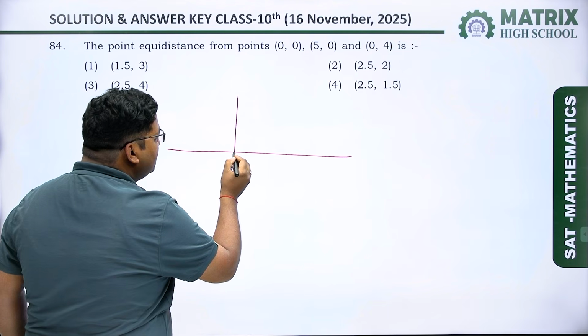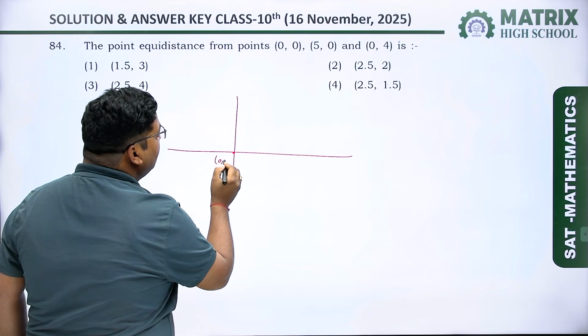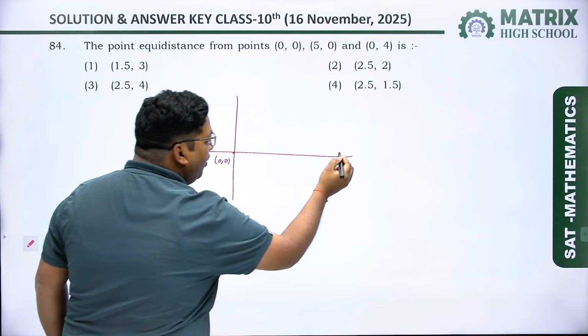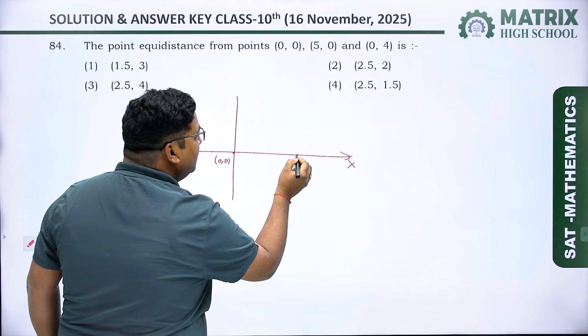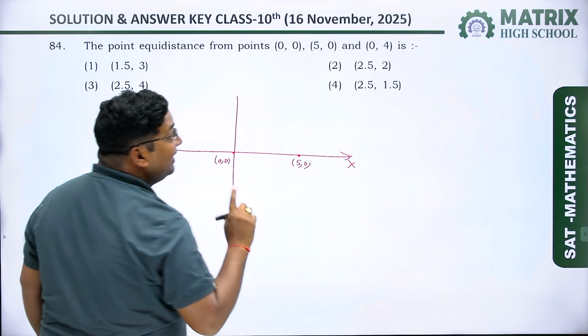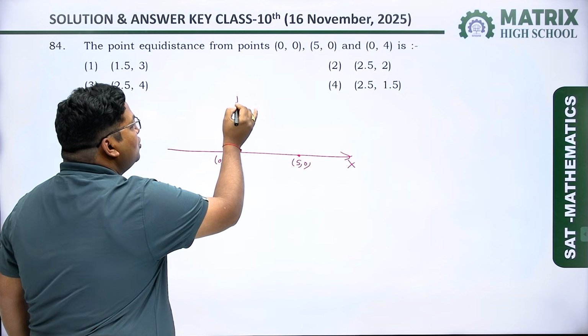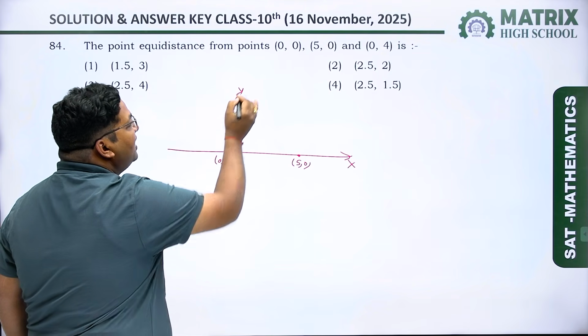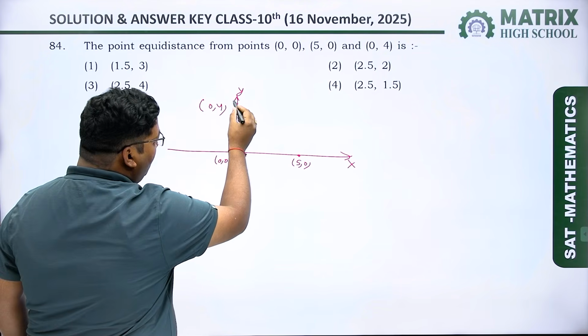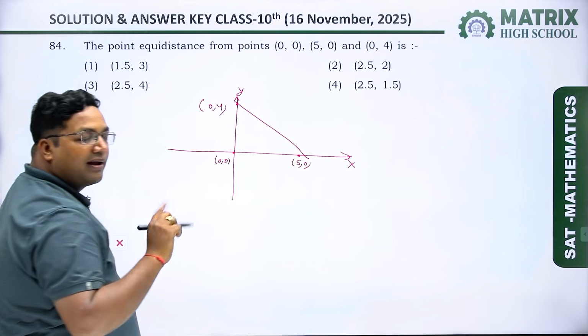(0, 0), it means it is the origin point. Next point is (5, 0). (5, 0) is lying on the x-axis. It is the x-axis. So let's assume this point is (5, 0). And the next point is (0, 4). So (0, 4) is lying on the positive y-axis. So it is (0, 4). When we draw these 2 points, we will get a right angle triangle.